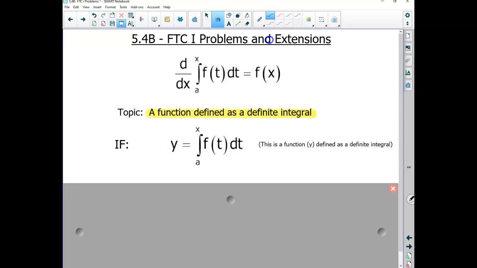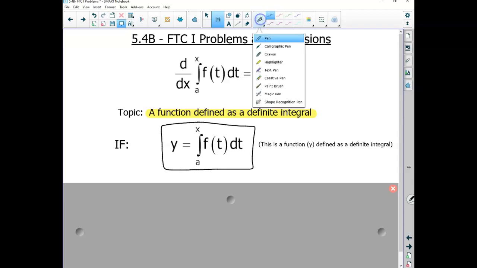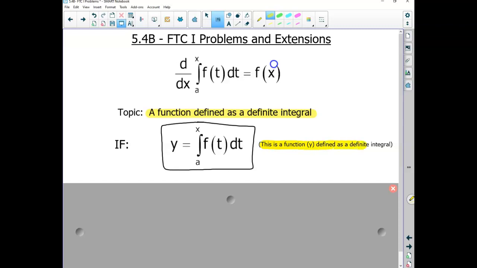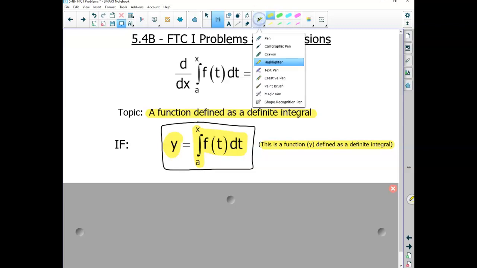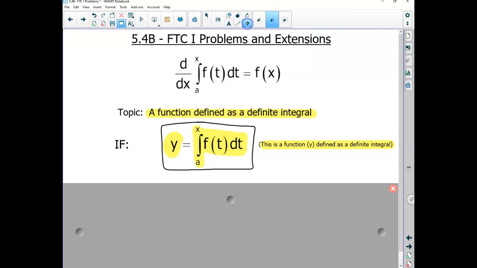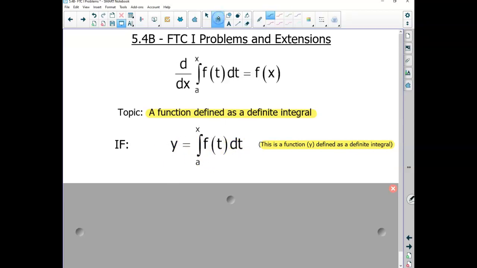Well, y here is my function defined as an integral. Okay, that's what this is. This is a function y, and my y is defined as this integral right there. And what we're going to be doing is just taking the derivative of these, realistically. I want to get rid of these, and get rid of this, and get rid of that.